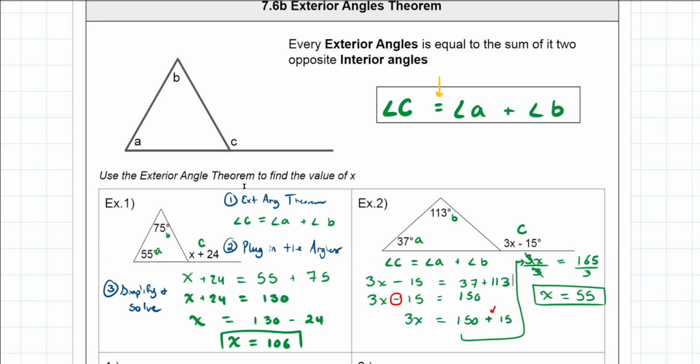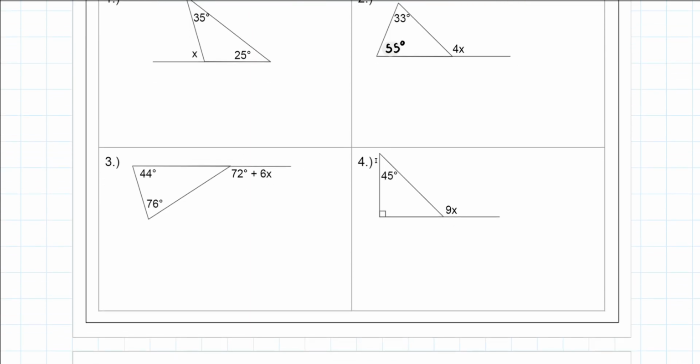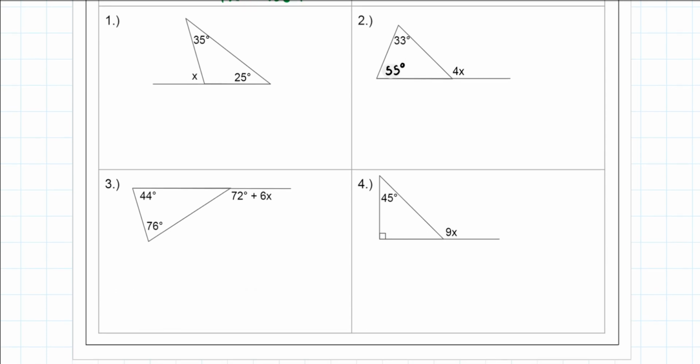Okay. My challenge to you is to take what we've learned here and attempt the next 4 problems. In the next video, I will go over each. I'll see you there.